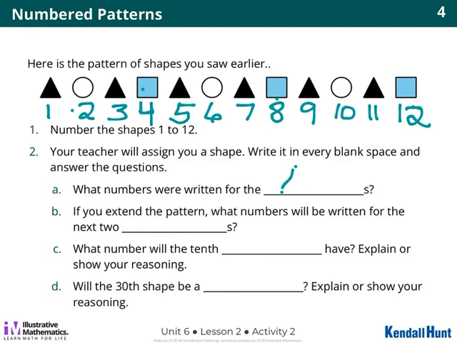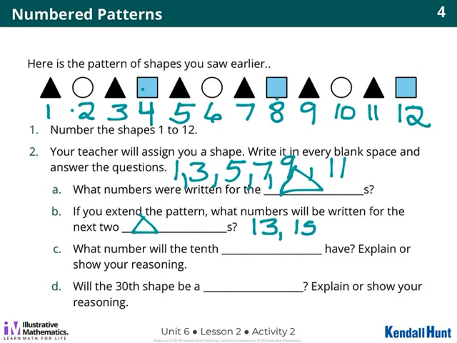What numbers are written for triangles? Hadley: 1, 3, 5, 7, 9, and 11. Okay. If you extend the pattern, what numbers will be written for the next two triangles? Cade: 13, 15. 13 and 15, right? Okay.